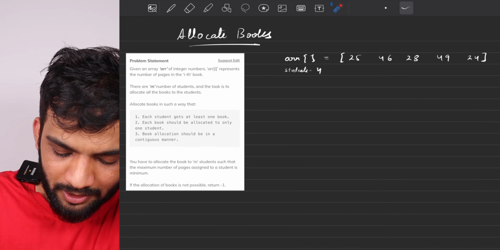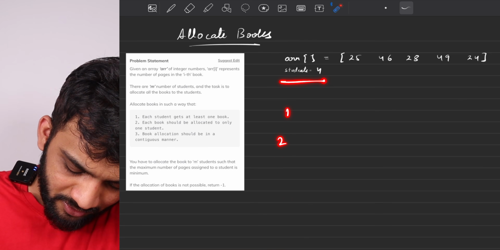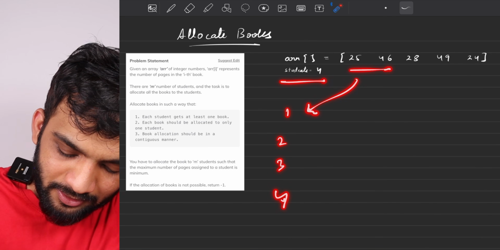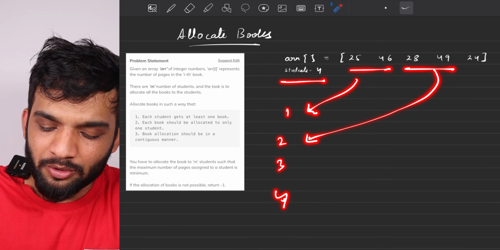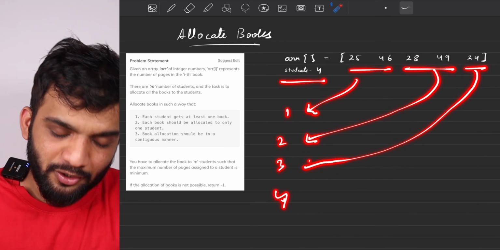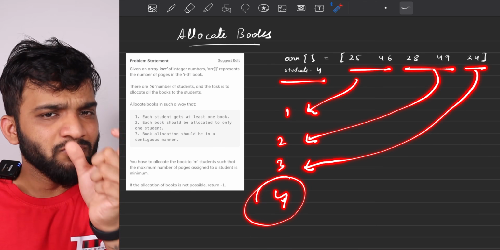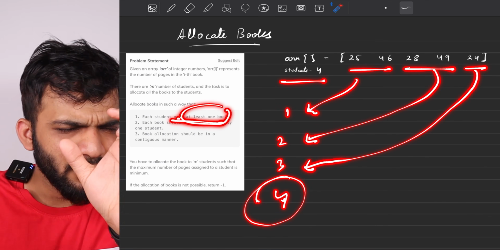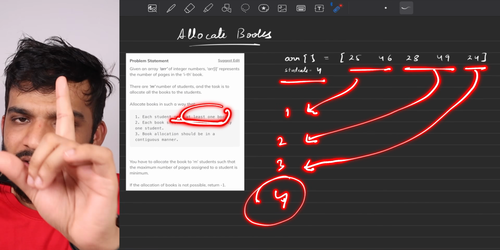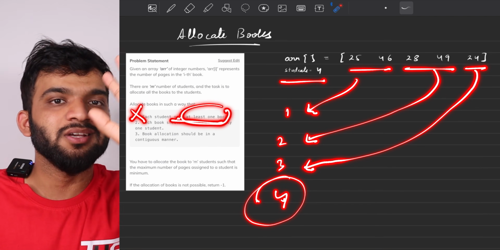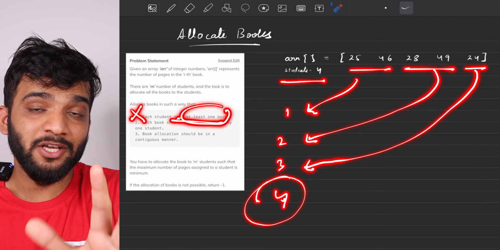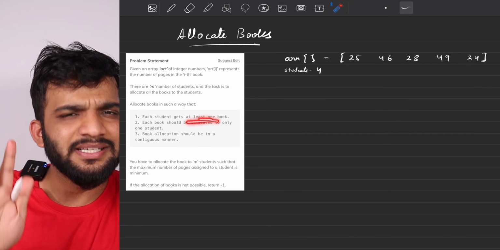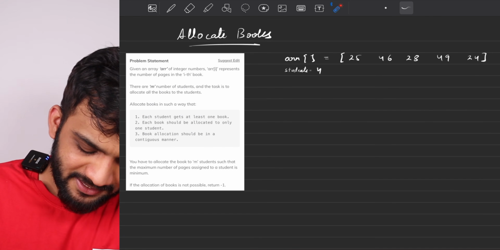What does that mean? Now there are 4 students, right? Now you cannot do this: take 2 books, give them to student 1, then take the next 2, give them to student 2, and then take the last one and give it to student 3. If you do this, student 4 will not get any book. But the first condition states every student must get at least 1 book. So this condition is not satisfied. You have to allocate books in such a way that this condition is satisfied. Got it? So what is the next condition?